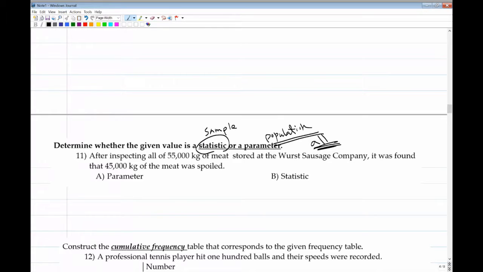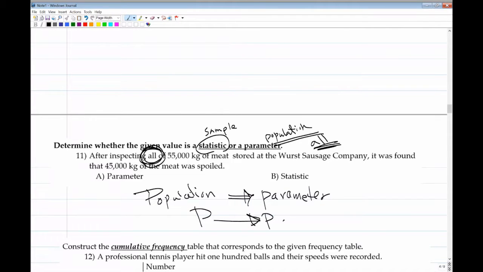So after investigation, all, can you see this? All of 55,000 kilograms of meat, it found out that 45,000 of the meat was spoiled. But what is our sample all about? About all. Therefore, this is a population, and population we mentioned deals with parameter. So B goes with the B. Be careful with that. Parameter, population.